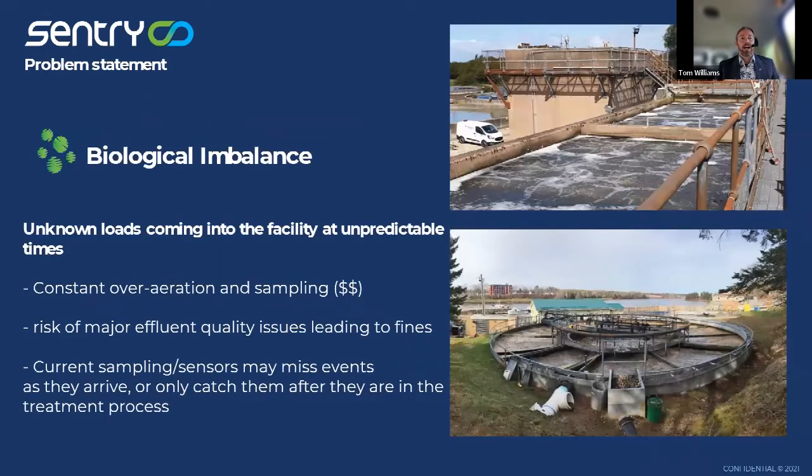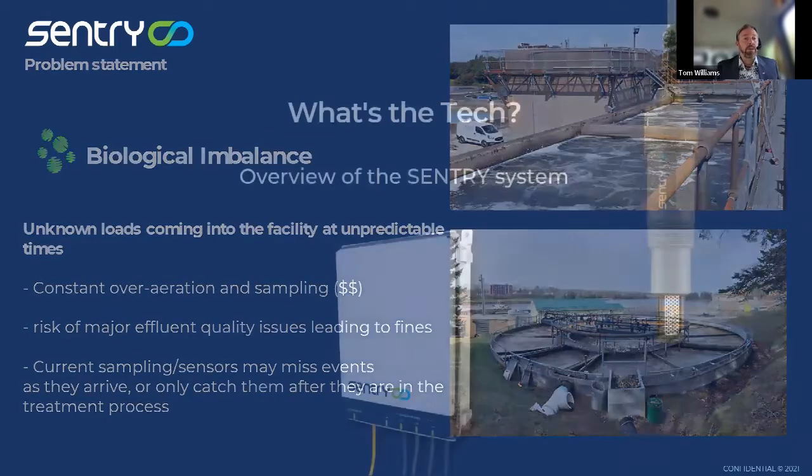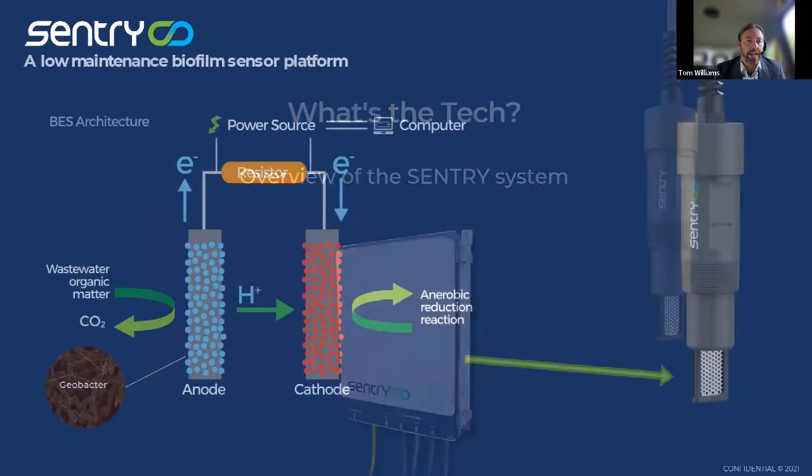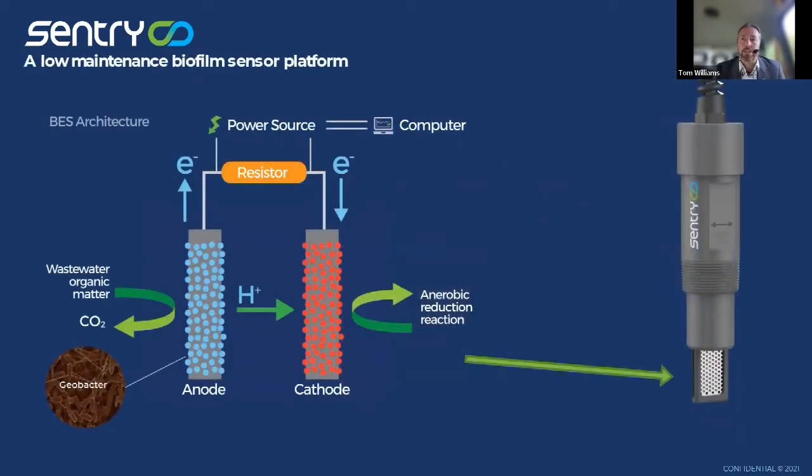As we move forward, oh, there we go. That's what it looks like. What's the tech? So this is what it is. Here on the right, we have a probe, and on the left, we have the box that this is connected to. In this box, there is all kinds of communications. It can plug into your SCADA system. It can connect to your Ethernet. It also has a port for a phone card, a SIM card that can connect directly to a cloud.